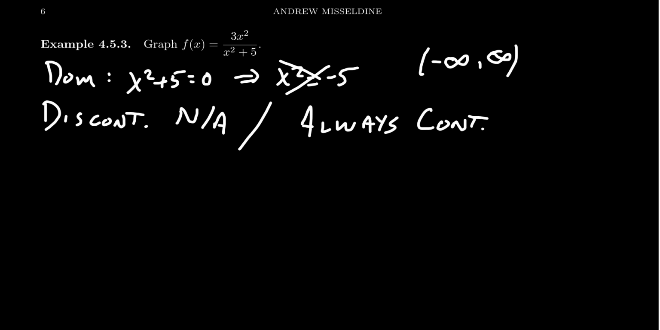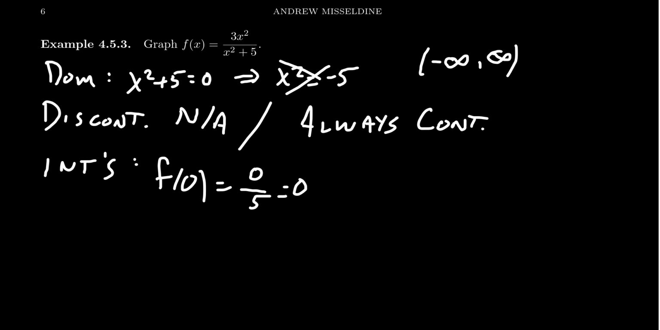In terms of intercepts, I do care about that. Looking at the y-intercept, you get f of 0, which equals 0 over 5, which is 0. In terms of x-intercepts, we want to set the function equal to 0: 3x squared over x squared plus 5. Like I said a moment ago, if a fraction equals 0, it's because the numerator equals 0. You can multiply both sides of the equation by the denominator, x squared plus 5, and do the other side as well.